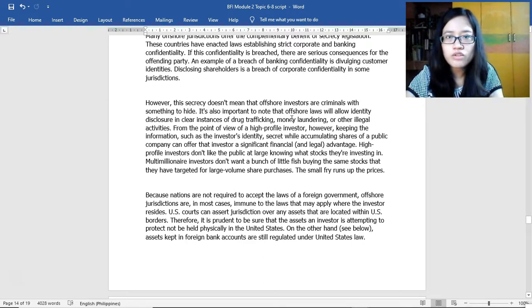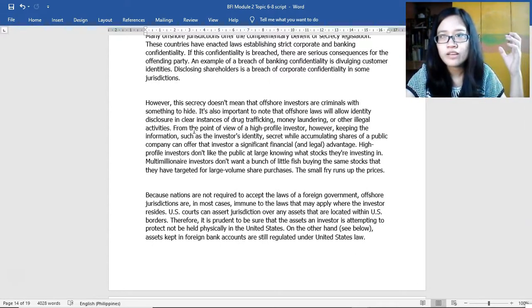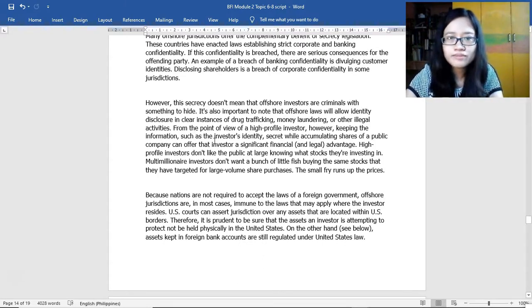It's also important to note that offshore laws will allow identity disclosure in clear instances of drug trafficking, money laundering, or other illegal activities. So these are the exemptions to the bank secrecy law. If there are clear evidences pointing that the owners of these bank accounts in offshore banks are committing fraud or a crime, then with a court's order, it's possible that their information could be provided by the offshore banks to the prosecutors.